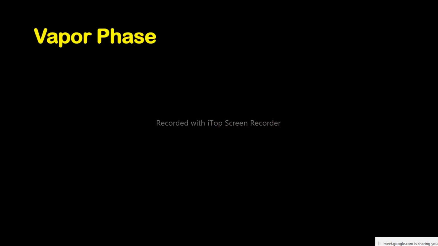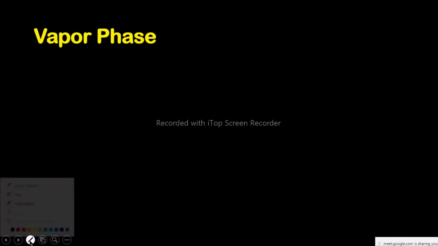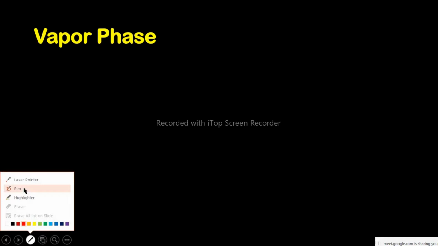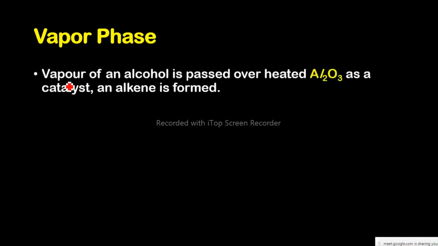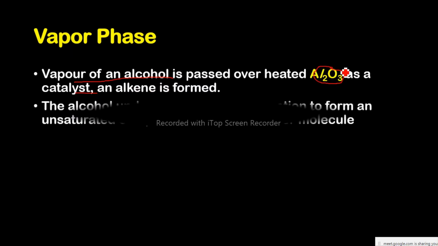So in vapor phase, we can also produce our alkenes from alcohols. And how do we do it? If you get the vapor alcohol and you pass it over heated aluminum oxide, which acts as a catalyst, then you form an alkene. And this one doesn't have a mechanism. That's good news for you.